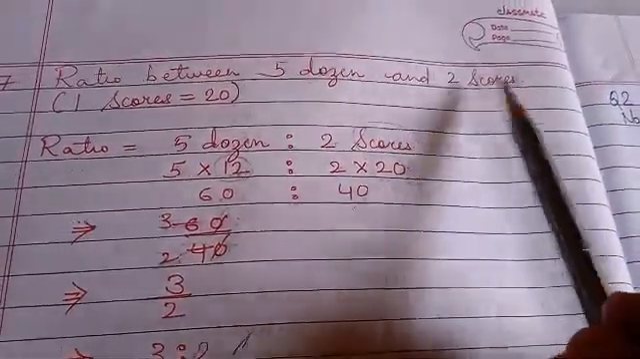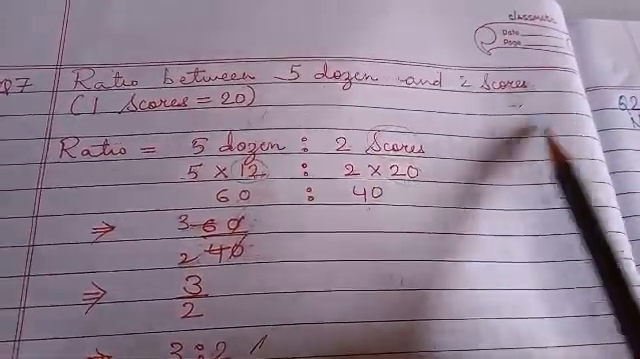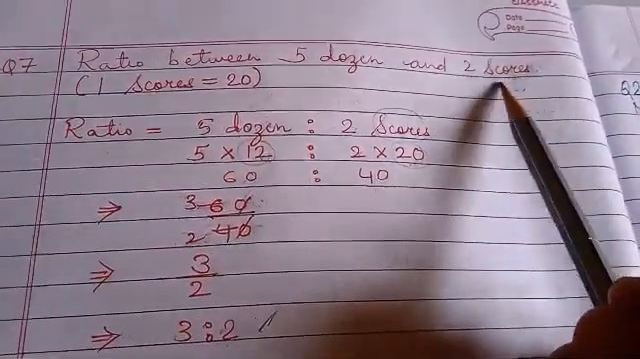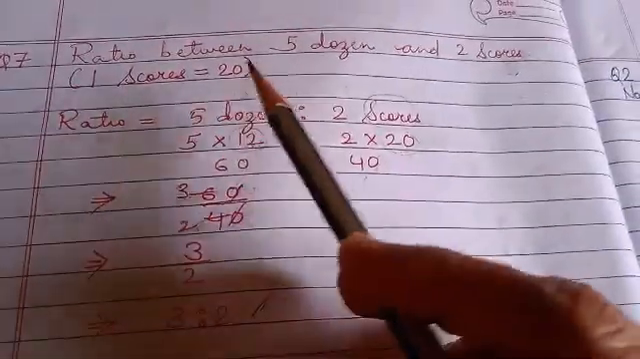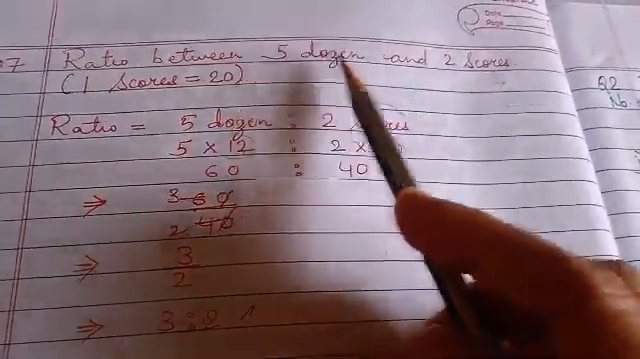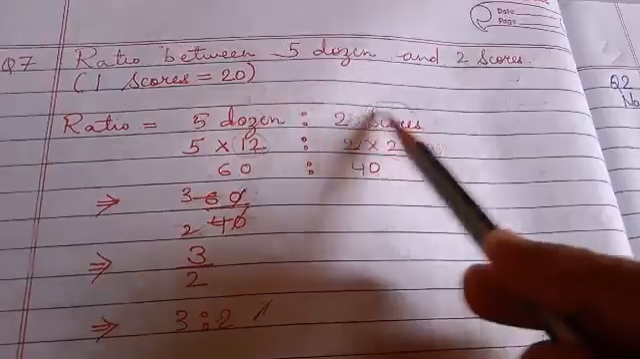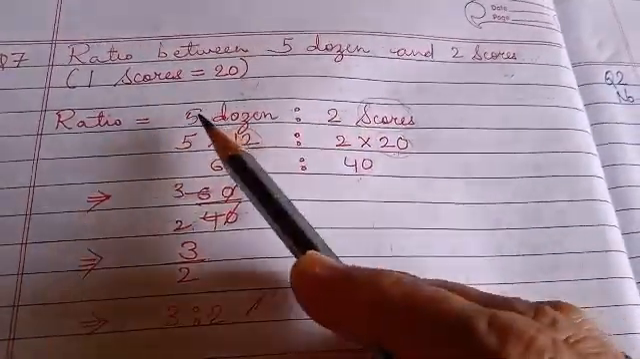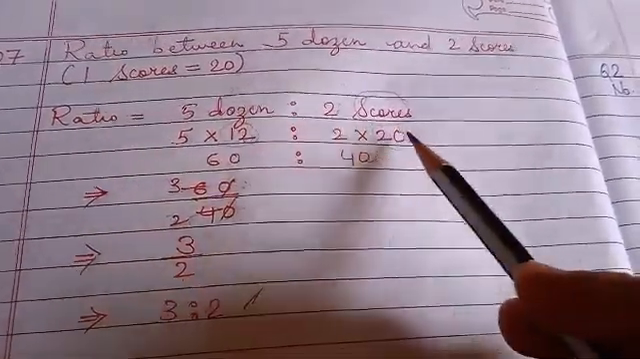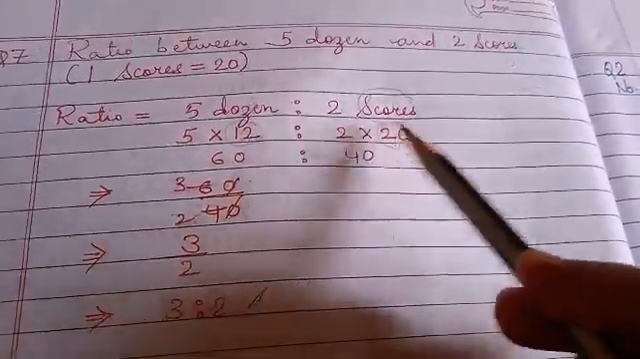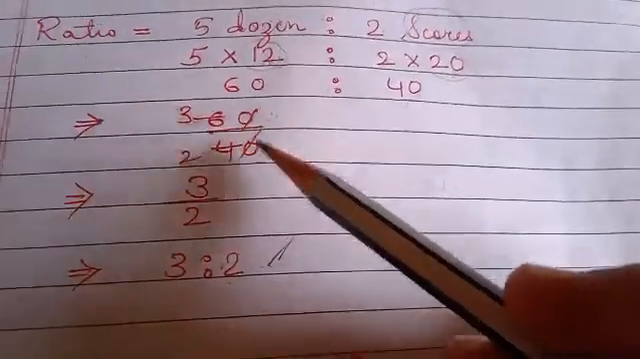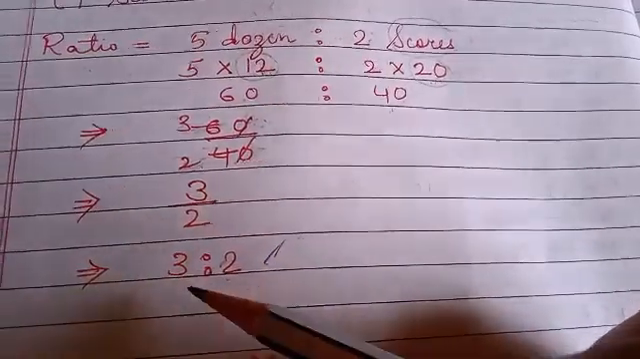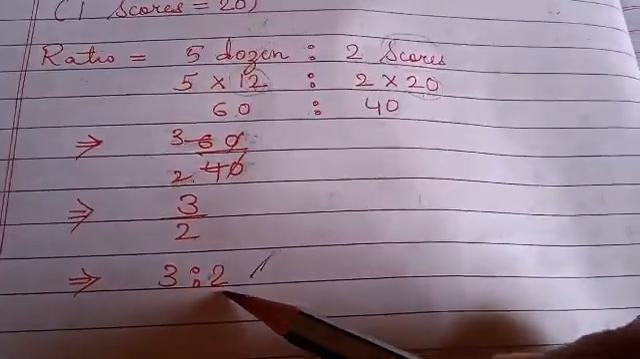And 2 scores. 1 score is equal to 20, so 1 score is 20 articles or 20 things. That's the ratio you have to find out: 5 dozen is to 2 scores. 5 dozen means 1 dozen is 12 and 1 score is 20. So multiply 5 with 12 and 2 with 20. 5 twelves are 60 and 2 twenties are 40. So 60 upon 40, 2 threes are 6, 2 twos are 4, so 3 by 2, which is equal to 3 is to 2.